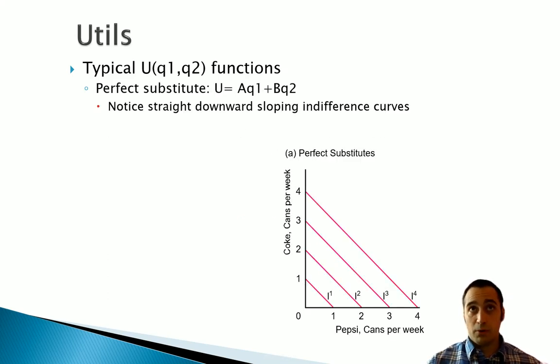This is perfect substitutes that we've seen. You'll notice that we have straight downward sloping indifference curves parallel to each other with equal space. So anytime you see something of the form a times q1 plus b times q2, where a and b are any numbers, these linear utility functions give us these straight lines which are perfect substitutes.